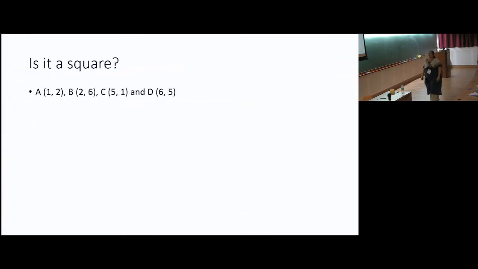So these are 4 points given to you, okay? And the question is, do they form a square? How would you figure it out? Well, these are all xy coordinates, so very familiar Cartesian plane. How will you decide?